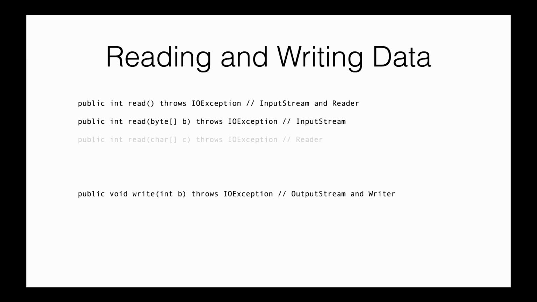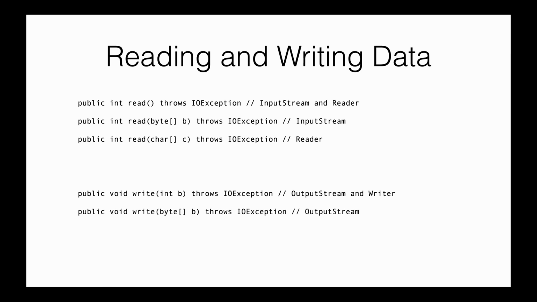Similar to this, in the reader abstract class, we have a similar read method, but that takes a character array. And the functionality is very similar. It reads the content of the file and puts it into the char array in this case.